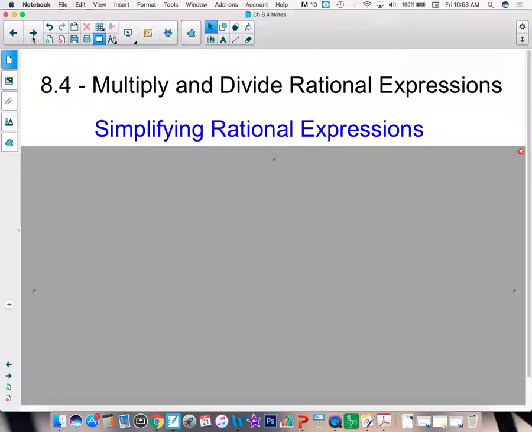So title your notes. We're doing 8.4. Okay, multiplying and dividing rational expressions. It sounds really crazy. It's not too bad. We're multiplying and dividing fractions today. Okay, but the fractions include variables and polynomials. That's what differentiates it from Algebra 1 to Algebra 2. Or actually, 8th grade math.